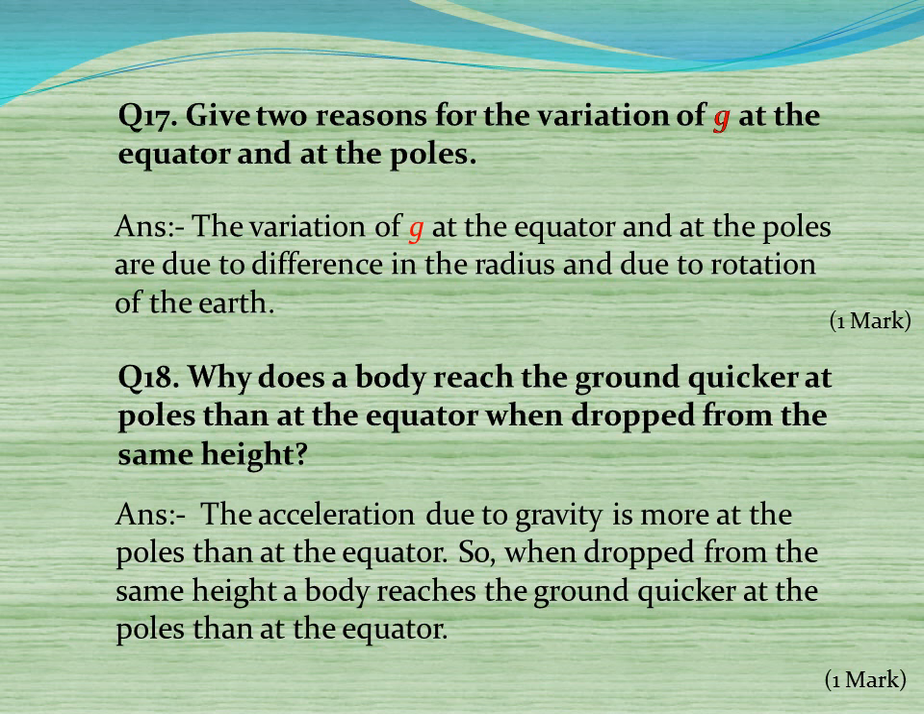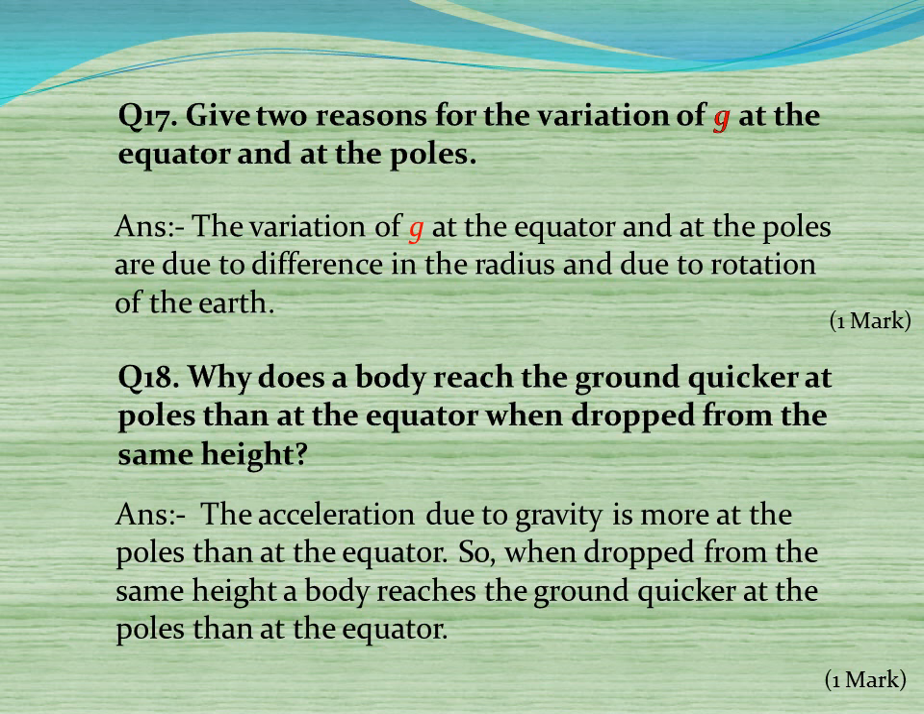Question number 17. Give two reasons for the variation of g at the equator and at the poles. Answer: the variation of g at the equator and at the poles is due to the difference in the radius and due to the rotation of the earth.